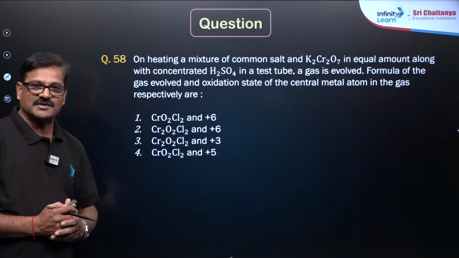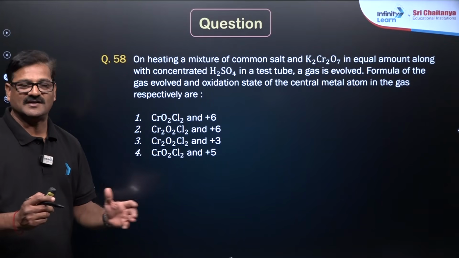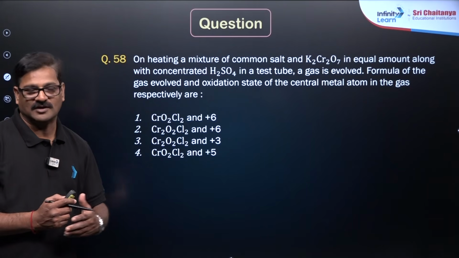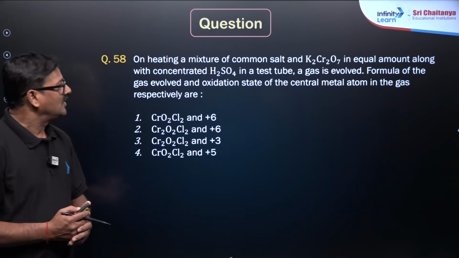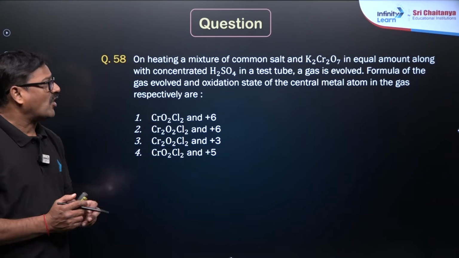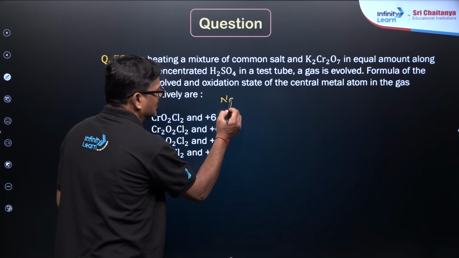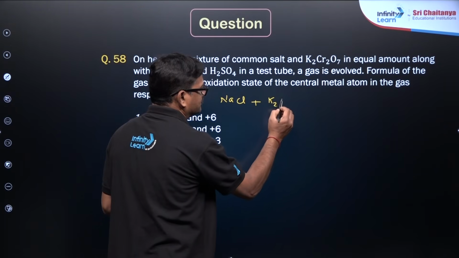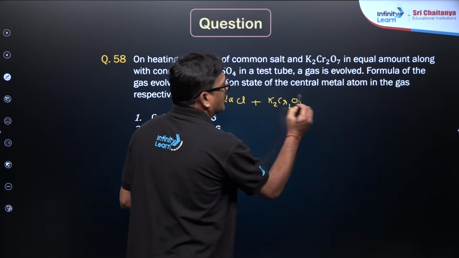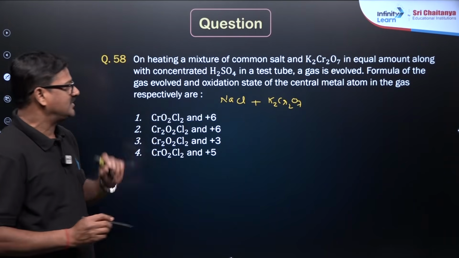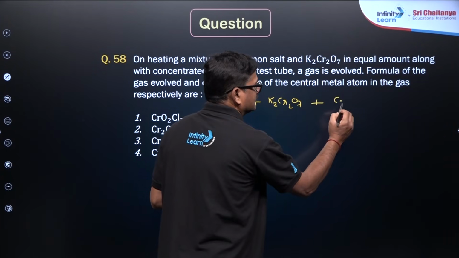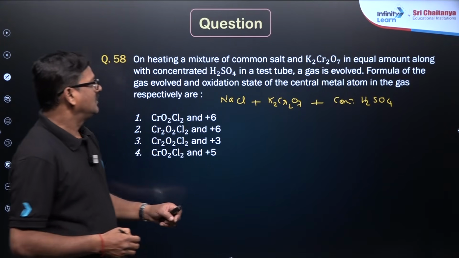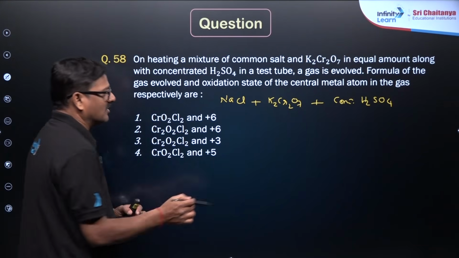Here is one more question on K2Cr2O7. It is related to practical inorganic chemistry. You can relate it to the d and f block elements, and to the p block elements. On heating a mixture of common salt, NaCl, along with K2Cr2O7, and equal amounts along with the concentrated H2SO4, in a test tube, the gas is evolved.